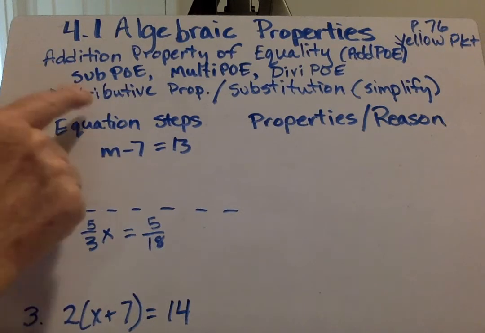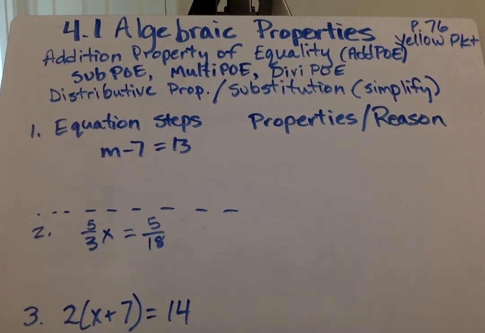There's also the distributive property, which I will go over when we have that. It has to do with parentheses. And then substitution, which is also known as when you simplify something. And we will go over that as well. So when we start our first where it says equation and steps, we're going to circle the change in each equation. In the second equation, identify the property demonstrated.